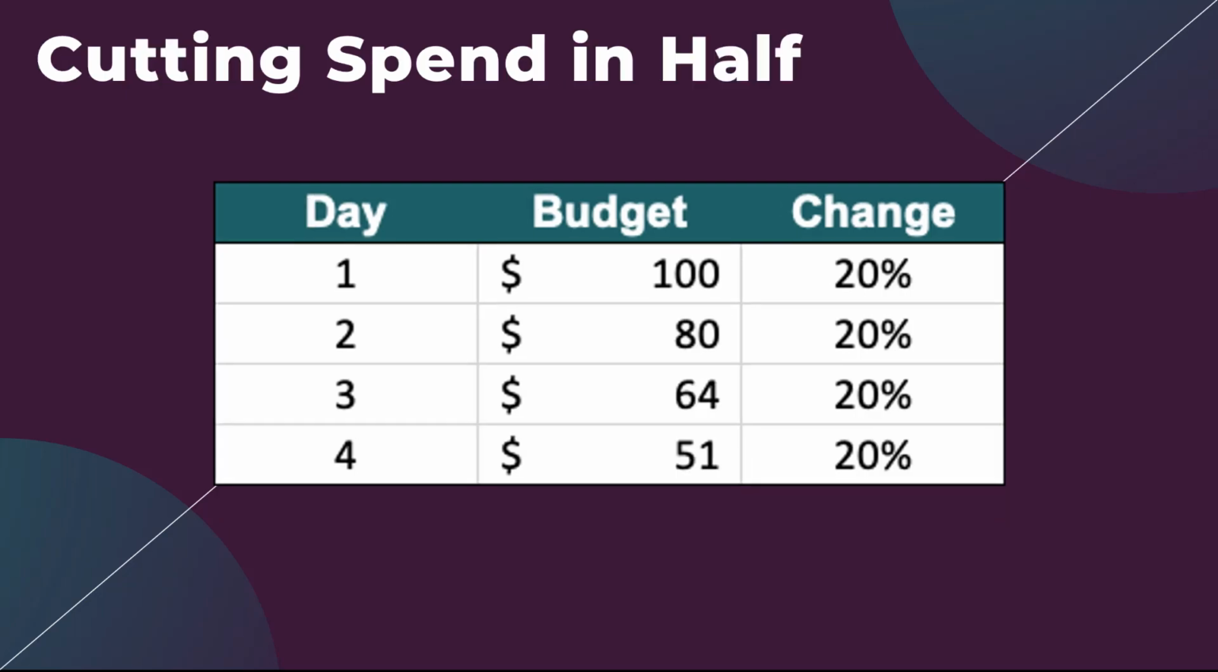The good news is this one actually takes less time, which usually if you have to cut spend in half, it's because something is going wrong. So it's nice that it'll take a little bit less time. So if you need to cut your spend in half, it'll only take about 4 days to do that if you're doing it on this 20% rule.